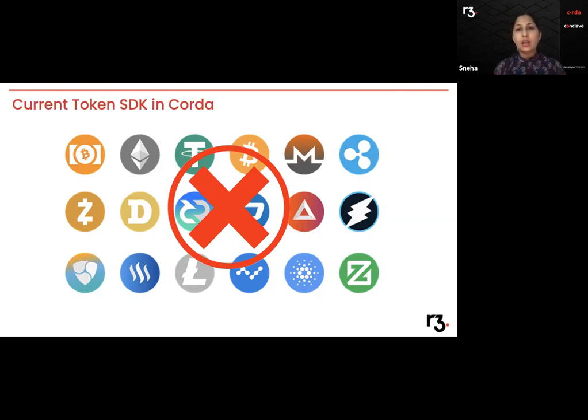So I would say Token SDK does for Corda what the ERC20 or ERC721 standards do for Ethereum. Of course, there are certain additional functionalities which we have added in Corda Token SDK, but essentially it's something similar to the ERC721 and ERC20 standards, basically the standards which represent the fungible and non-fungible token standards.